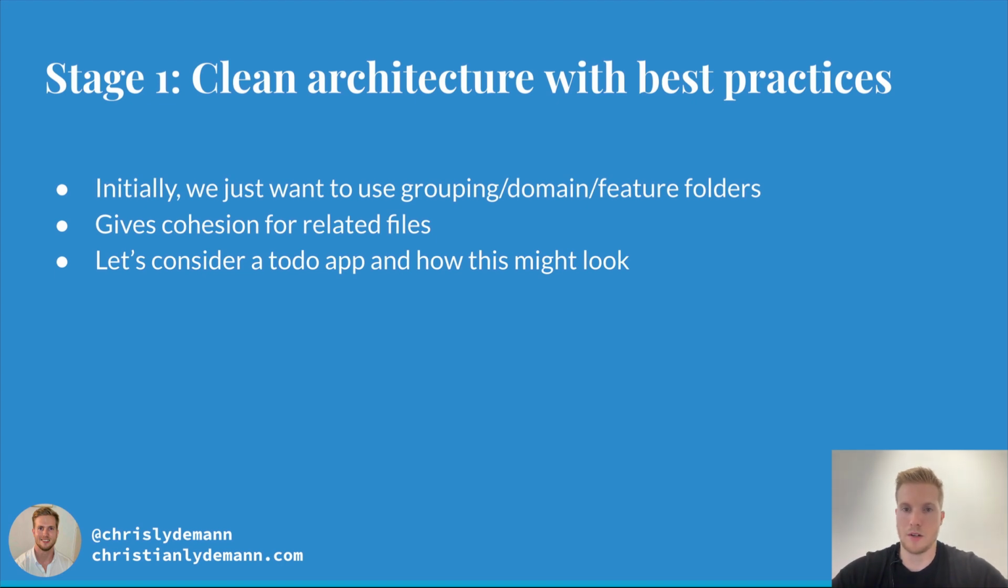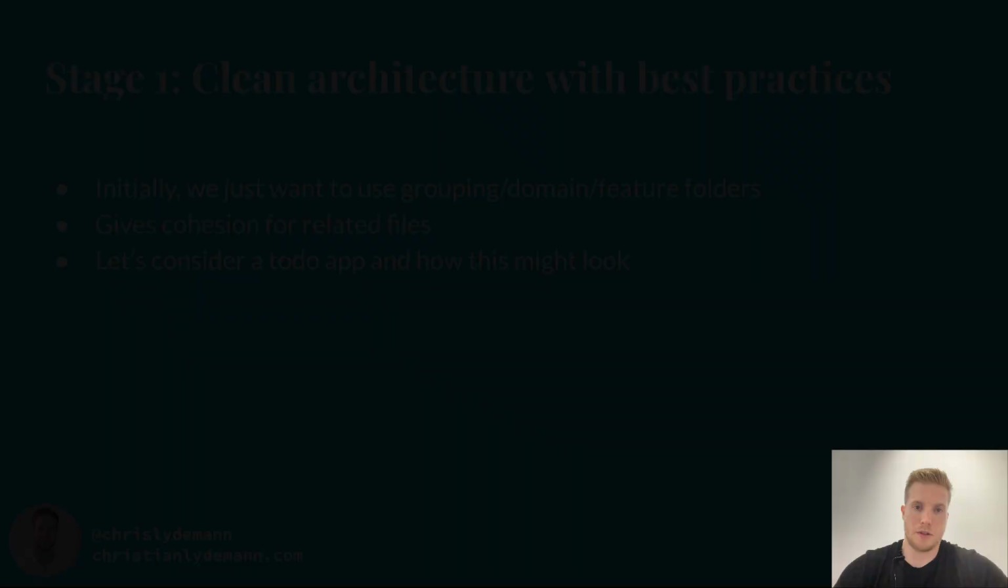What happens when you have 100 components in different kinds of domains? It's going to be impossible to navigate around. So better to group using grouping folders around the domain or feature you're working with. So let's consider a to-do app and see how this might look.